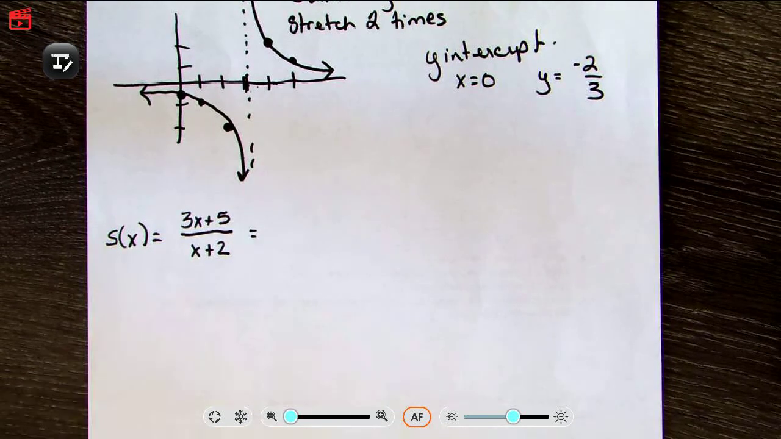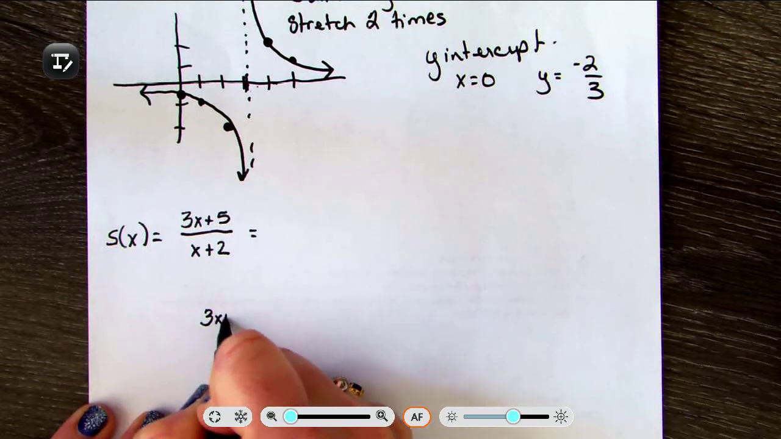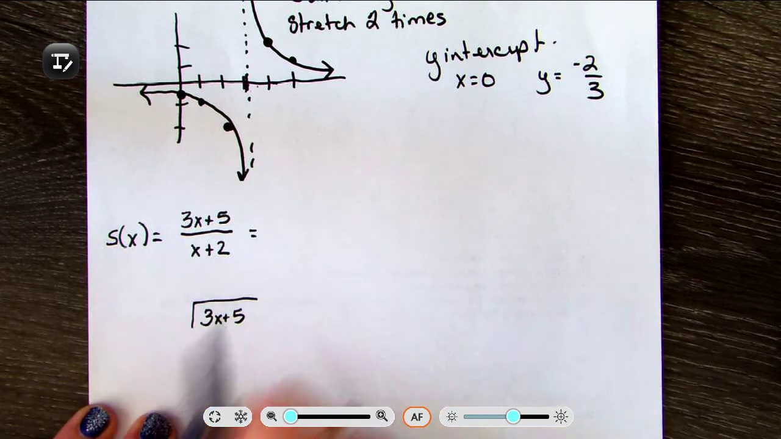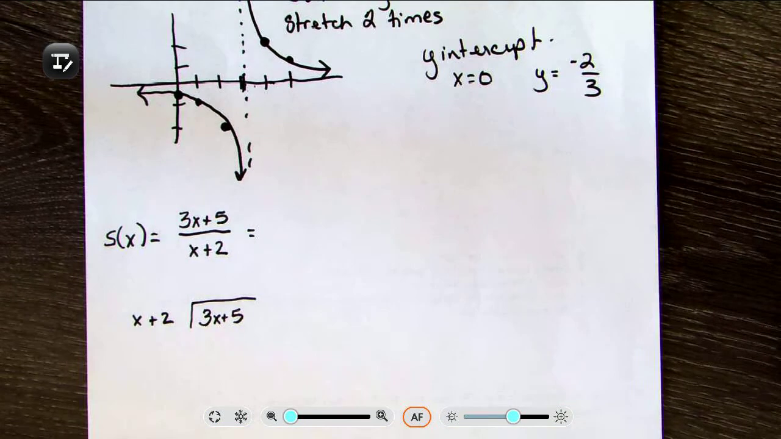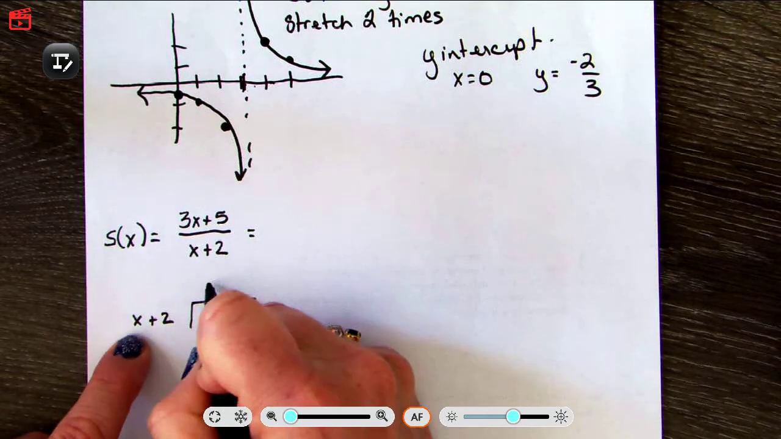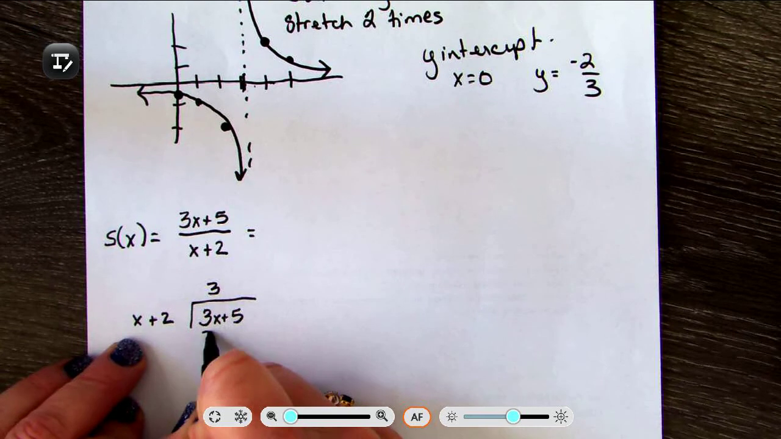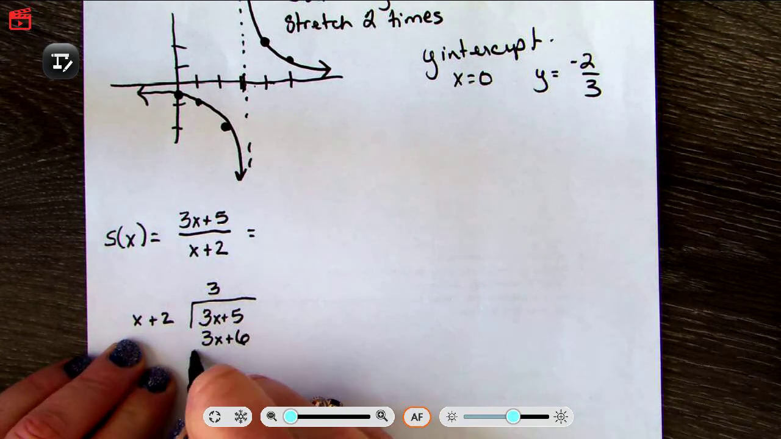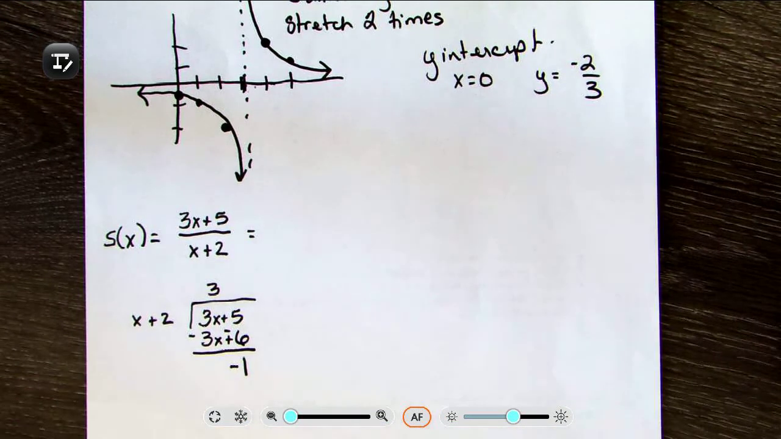And in order to find our transformation, I'm going to do some long division. So we're going to take this 3x plus 5, and divide it by x plus 2. I'm going to take my x into 3x, and I need the 3. Then I'm going to multiply this whole thing by 3. And we've done long division before. Now we subtract. So I get that -1 remainder.